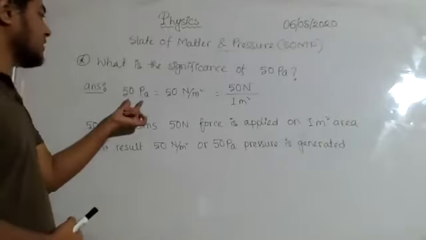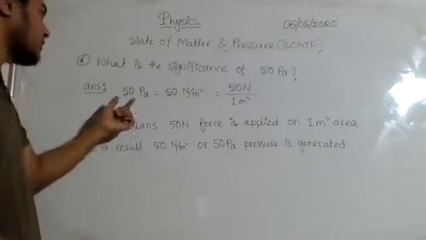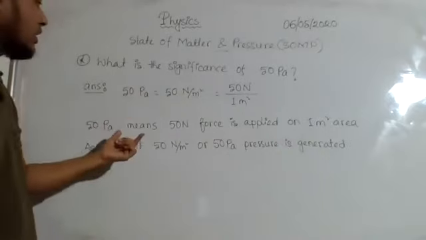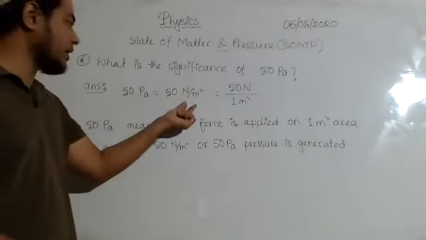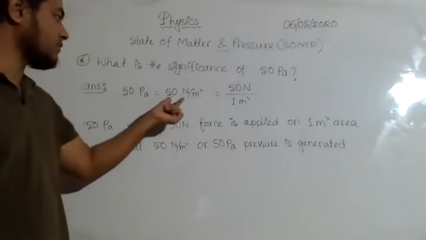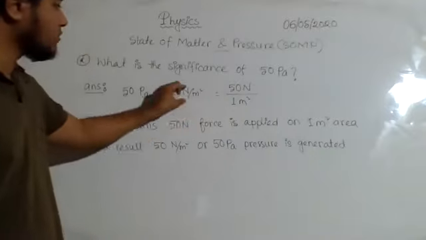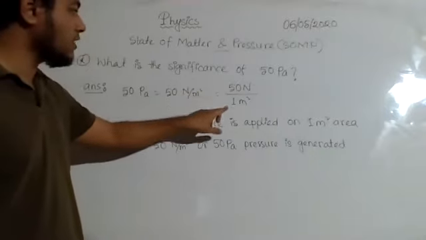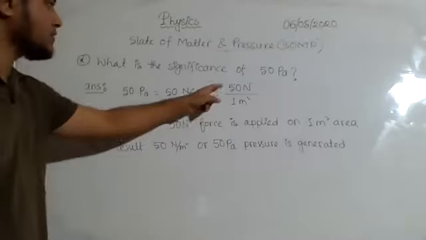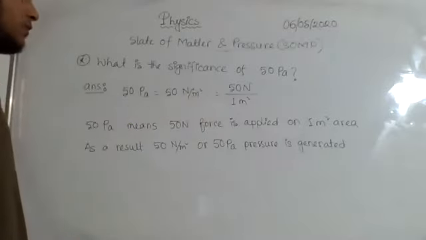So 50 Pascal means 50 Newton per meter square. 50 Pascal is the unit of pressure, and we know that 1 Pascal is equal to 1 Newton per meter square. So 50 Pascal is equal to 50 Newton per meter square. Now, can I write it in this way? 50 Newton per meter square, 50 Newton divided by 1 meter square. I can write it because 50 divided by 1 will give me 50 only.